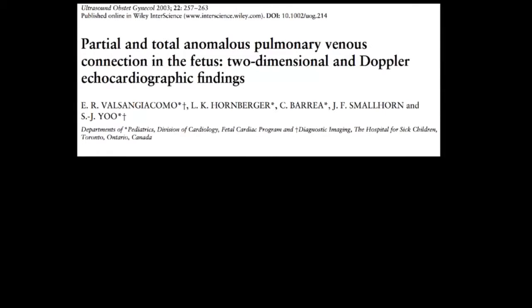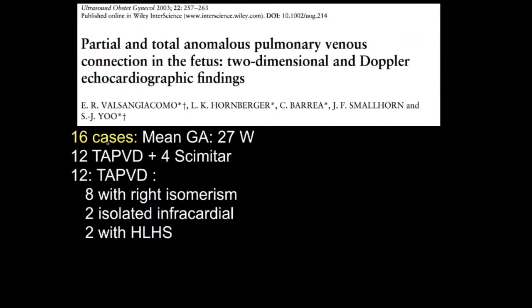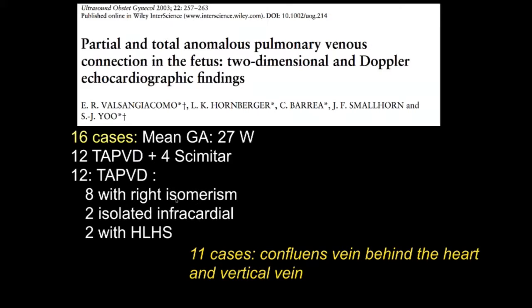If you look at 10 years ago, when Emanuele Valsangiacomo put data from 2 centers together, she reported on 16 cases with a mean detection at 27 weeks: 12 TAPVD and 4 scimitar syndrome. I will not discuss this condition today. Out of the 12 total, there were 8 with isomerism, 2 with infracardiac, and 2 with hypoplastic left heart syndrome. But interestingly, out of the 12 cases, 11 had a confluence vein behind the heart and the vertical vein. So this is an important hint.